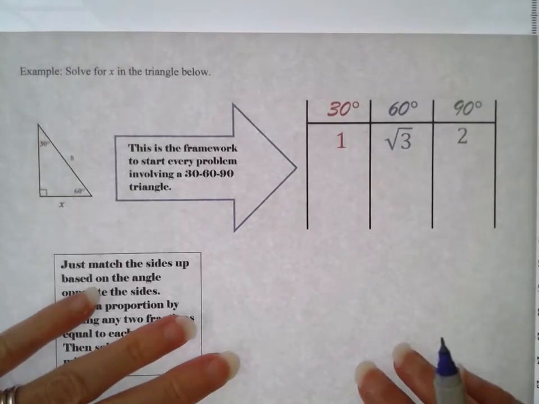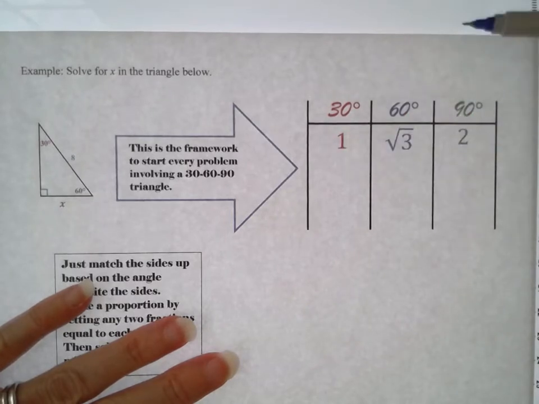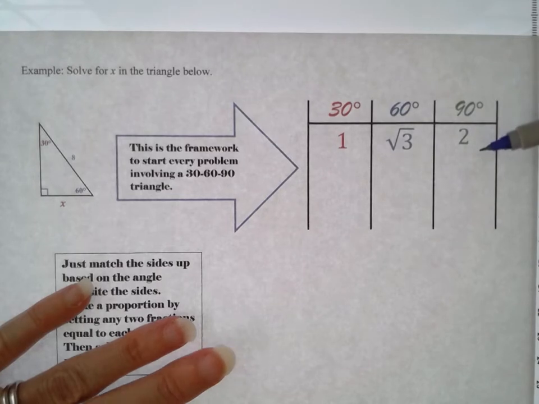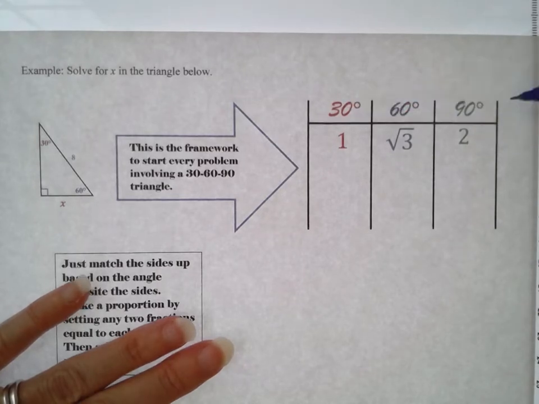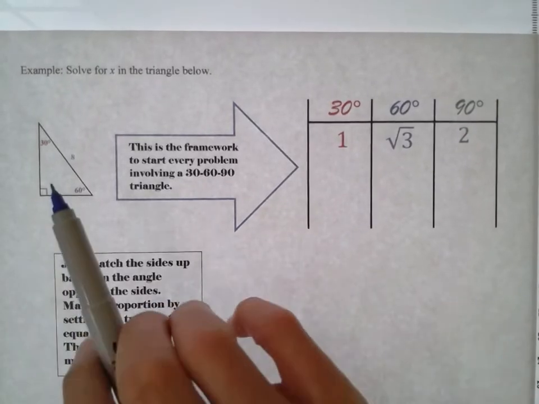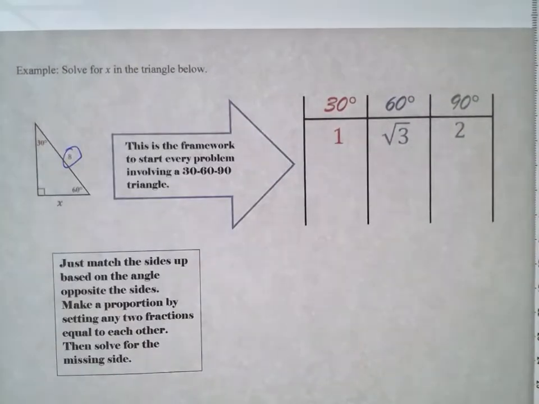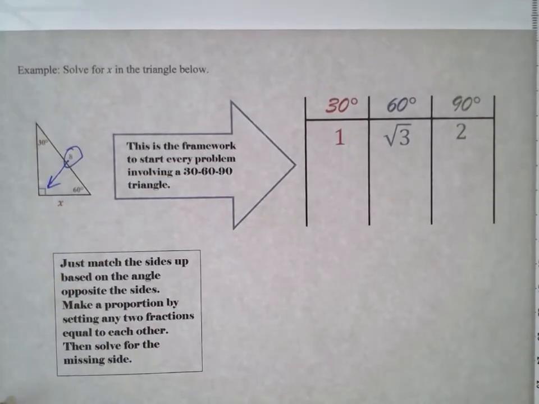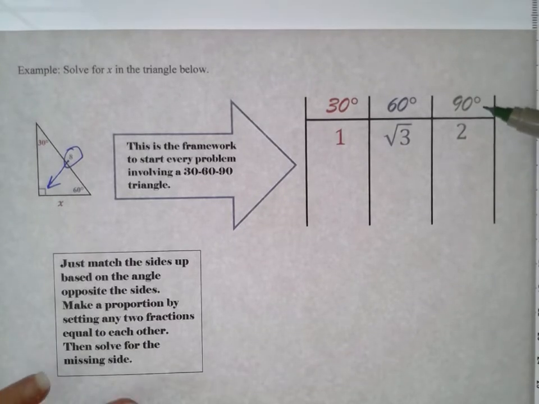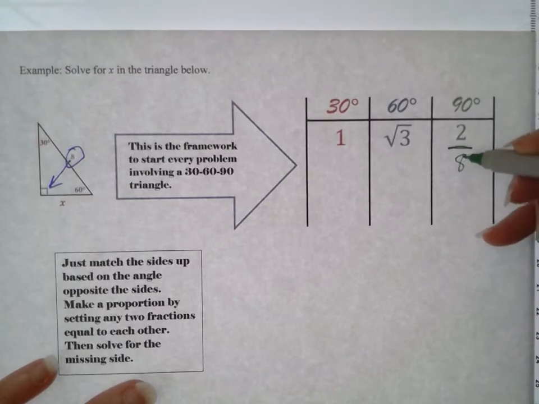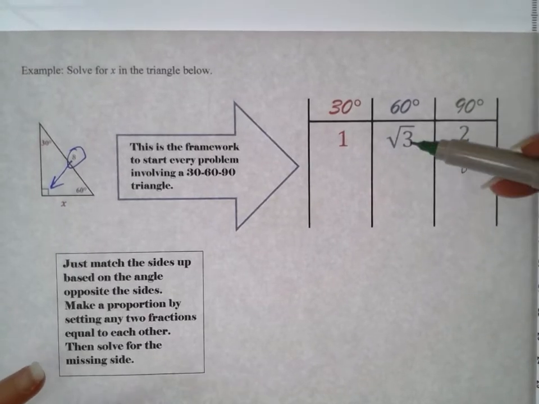Now, we know that every 30, 60, 90 triangle has the proportional sides 1 to the square root of 3 to 2. So all I'm going to do is use this information for lining up where the sides go. If we look at this triangle, we have an 8. The 8 is across from the 90, so the 90 is just a guide. It tells me where I'm supposed to put the 8. The 8 has to match up with the largest side, and in the proportion, the largest number is the 2.